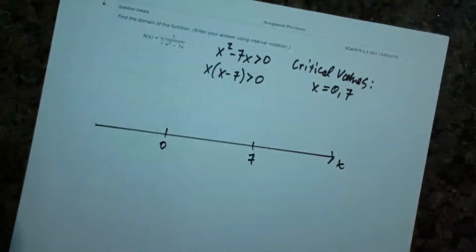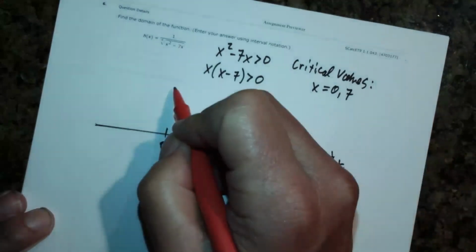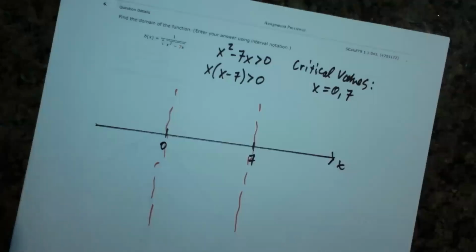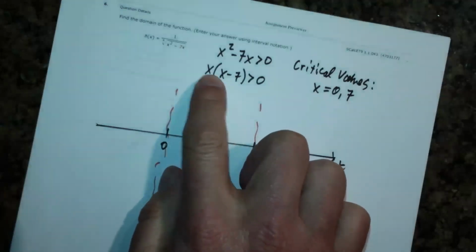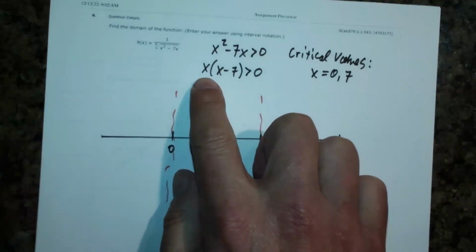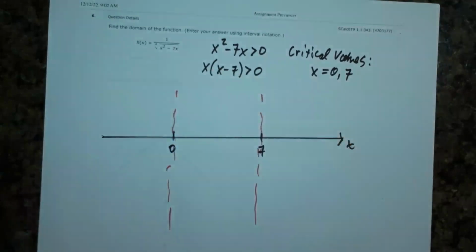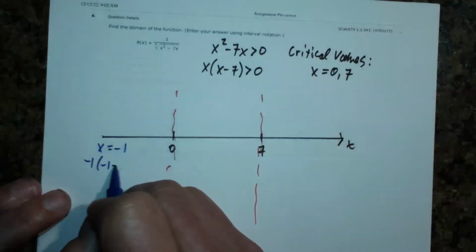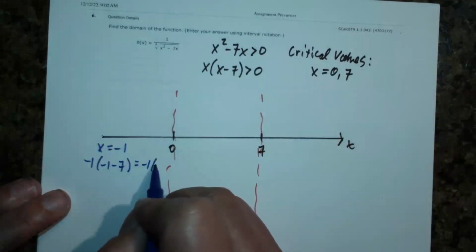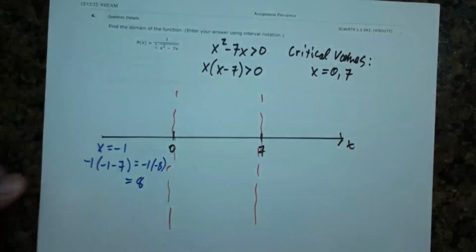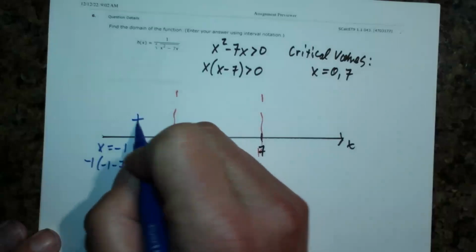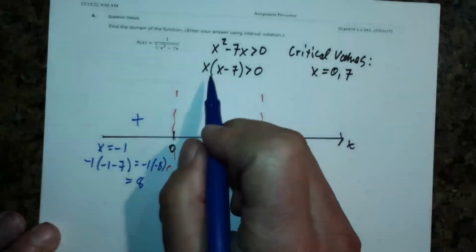We're going to split this into 3 regions. And I'm going to test a value of x within each of these regions. And I'm looking to see, when I plug those values of x into here, is this product becoming a negative or a positive product? So let's try x equals negative 1. Notice that gave me a positive 8. That means every x value that is less than 0 is going to result in a positive product.